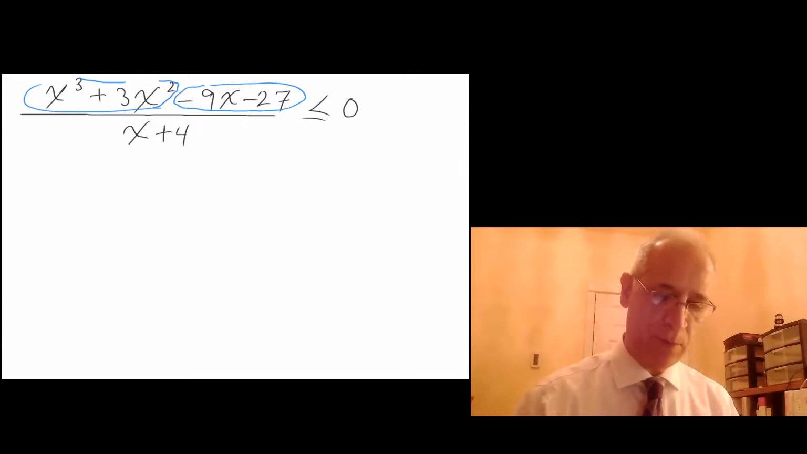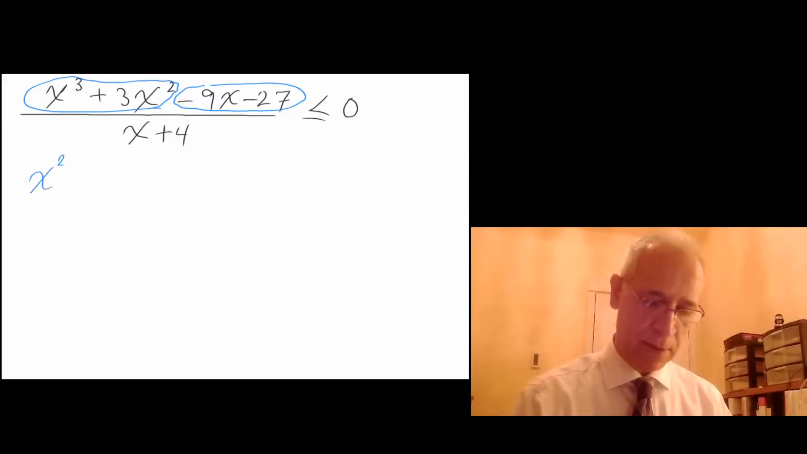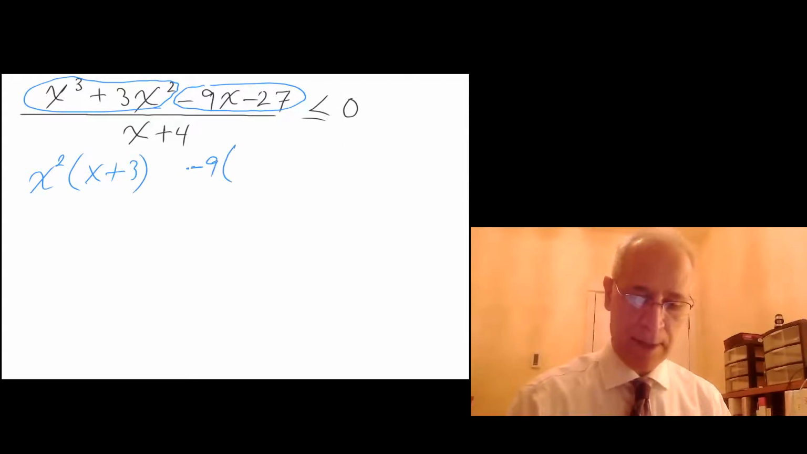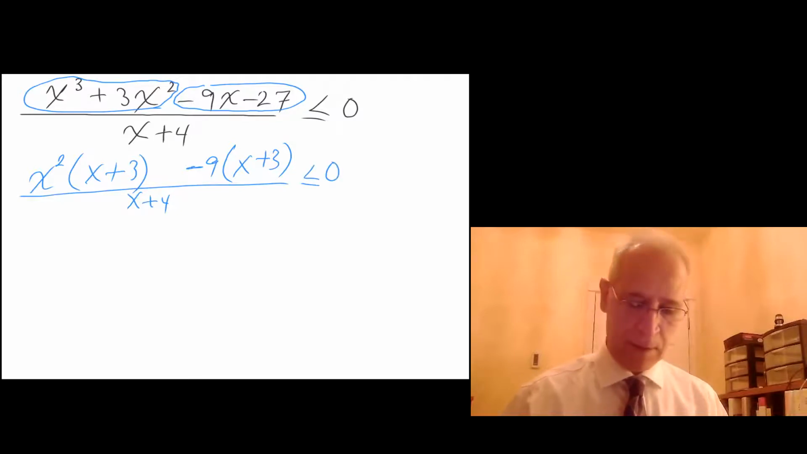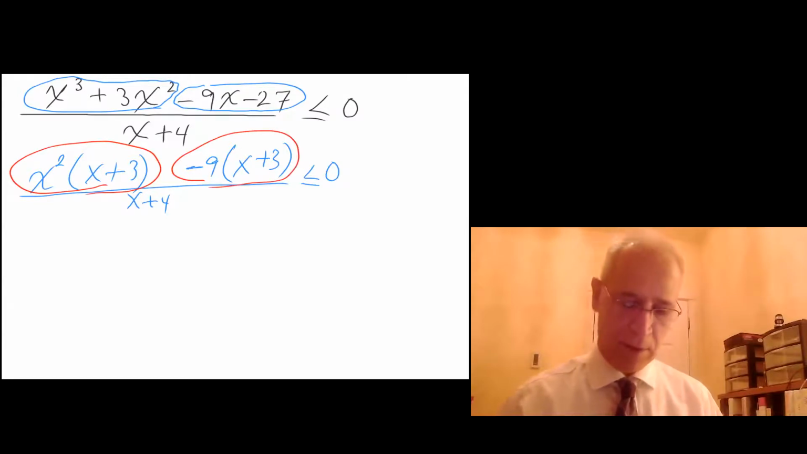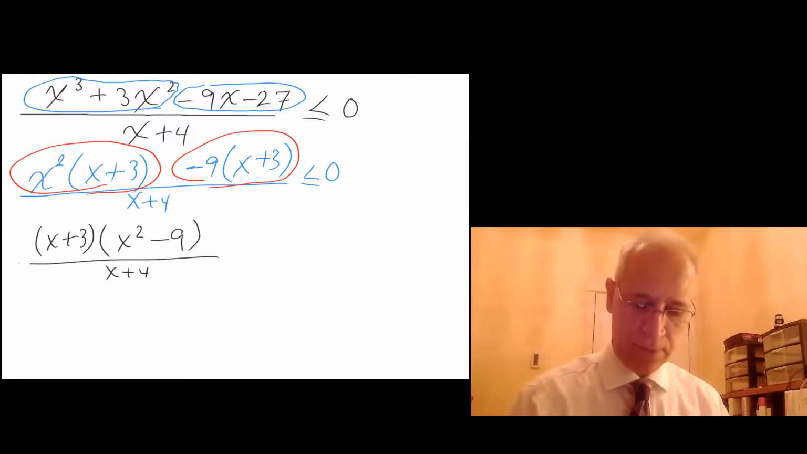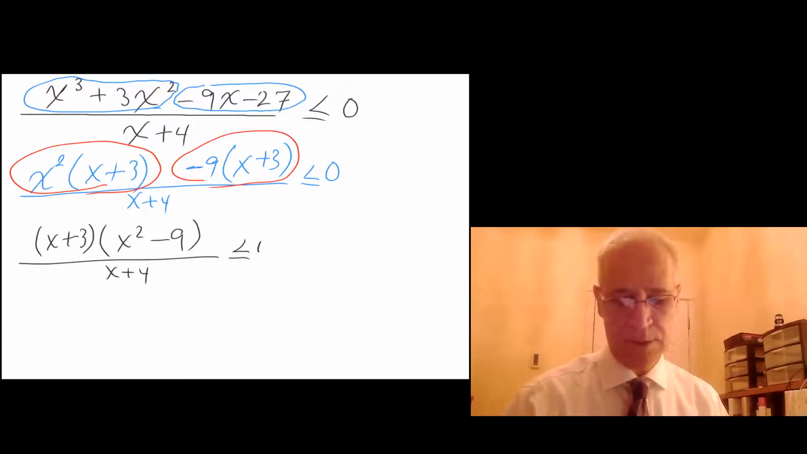So from the first group, I can factor out x squared. That will result in x plus 3. From the second part, I can factor out a minus 9. So I have x plus 3 all over x plus 4 smaller than or equal to 0. Now notice that of these two groups, I have x plus 3 in common. So I'm going to go ahead and factor that over x plus 4 smaller than or equal to 0.